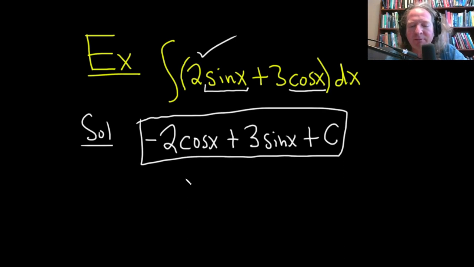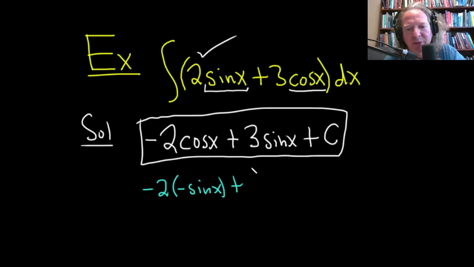I feel like we should just check our answer by differentiating it, so let's do that. So to check, you take the derivative, right? Let's do it. The negative 2 hangs out. The derivative of cosine is negative sine. Plus the 3 hangs out. Derivative of sine is cosine. Derivative of C is 0.